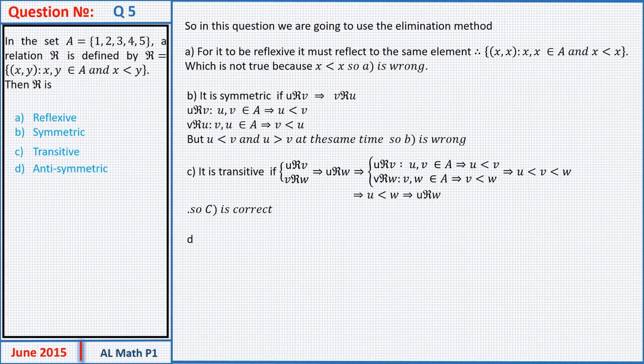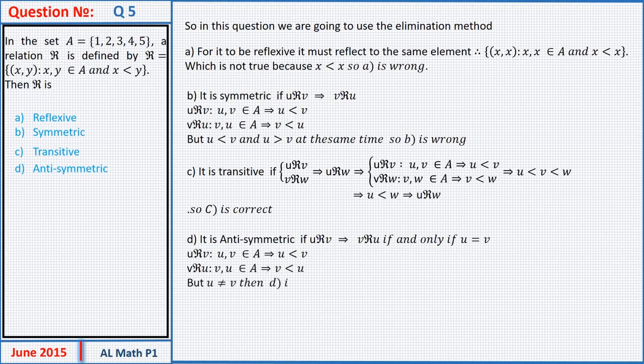But anyway, let's check Z. For it to be anti-symmetric, what does it mean? It means that if U relates V and V relates U, if and only if U is equal to V. So U relates V implies that U is less than V, and V relates U implies that V is less than U. But here they say it's less. It cannot be equal. So here this is wrong. So our answer is C.